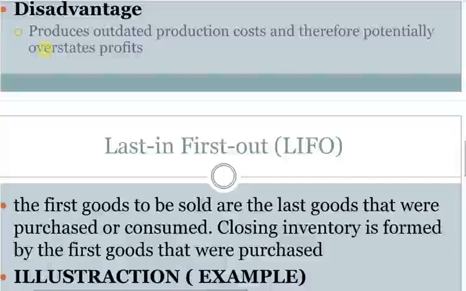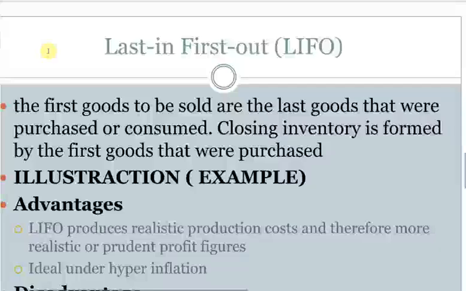So let us look at last in, first out, LIFO. With LIFO, the principle is the first goods to be sold are the ones that were actually last purchased. So that's last in, first out. So the closing inventory will be formed by the first goods that were purchased.